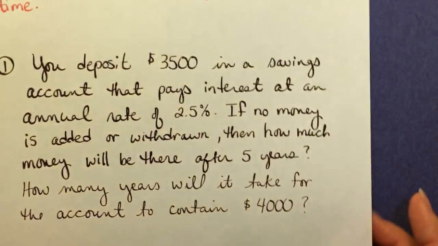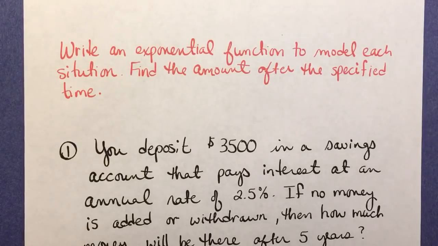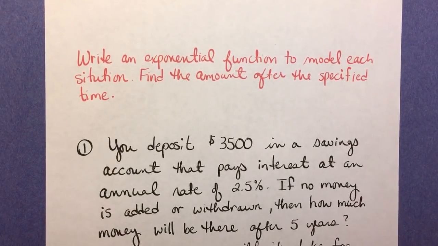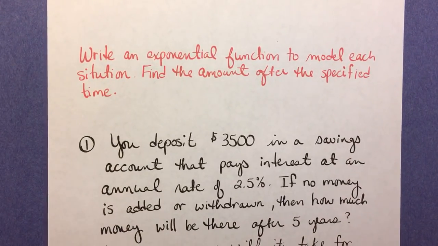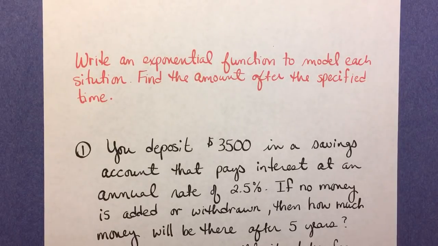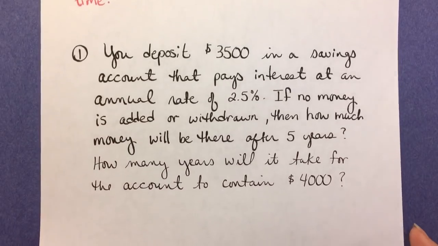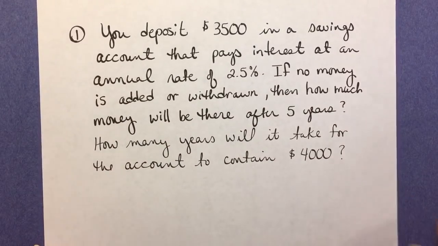All right, so here's the first one. But first of all, your instructions. It says to write an exponential function to model each situation and then to find the amount after the specified time, okay? Now, of course, what you'll end up needing to do is just pause the video to write down this example, and then once you get it written down, you can start it back up.